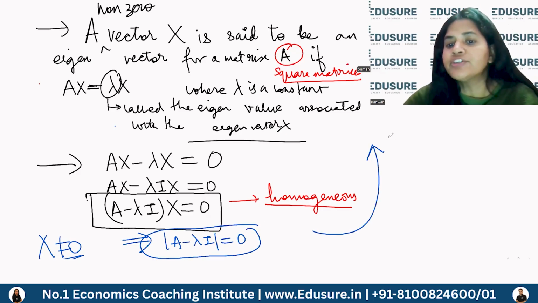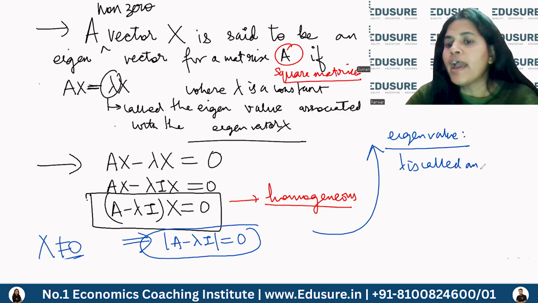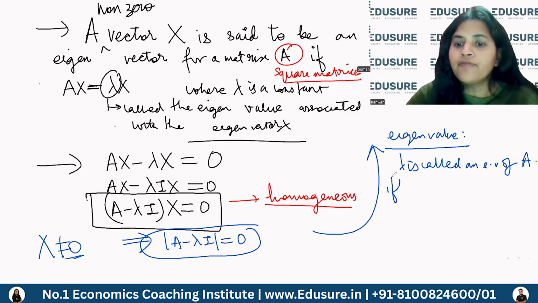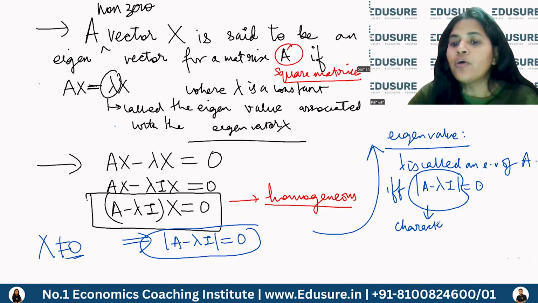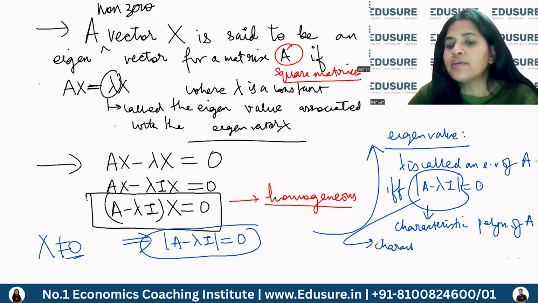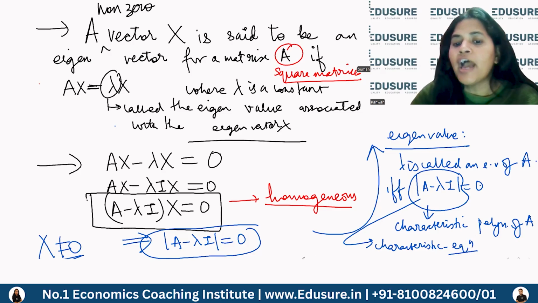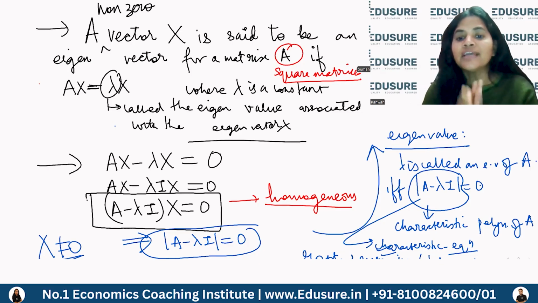So we have a definition for eigenvalue. Lambda is called an eigenvalue of matrix A if and only if the determinant of A minus lambda I is equal to 0. The polynomial on the left hand side is known as the characteristic polynomial of A, and this equation is called the characteristic equation. The roots of this equation are called eigenvalues or latent values. Latent values is also a technical name for eigenvalues. So this is the definition of eigenvalues and eigenvectors.